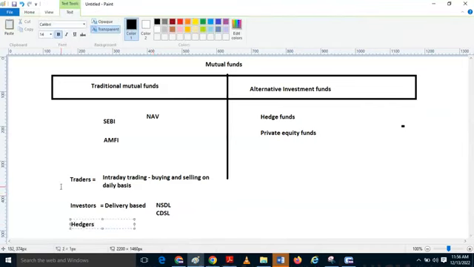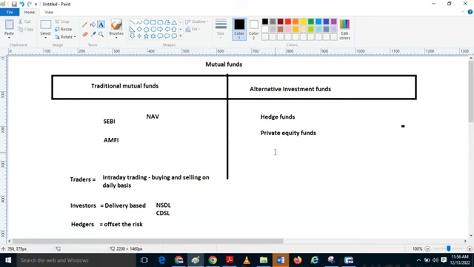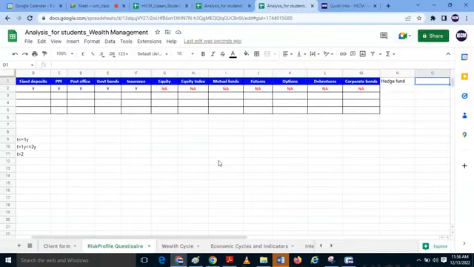We have hedgers also. The hedgers' work is to offset the risk. There are different types of asset classes here: equity, mutual funds, bonds, corporate bonds, and I am putting hedge funds here also, and PE funds, private equity funds.